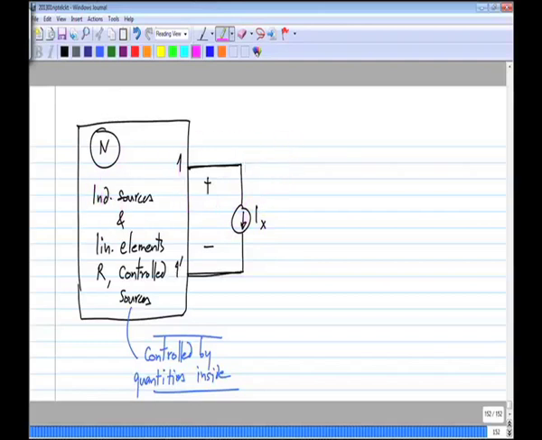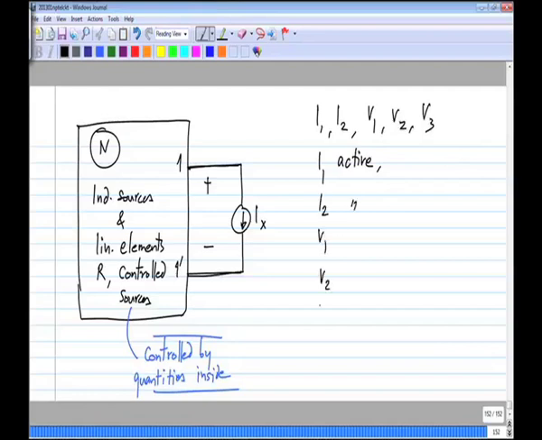So when I say superposition, you don't necessarily have to take it one by one. If I have, let's say, inside the circuit 5 independent sources, 2 current sources and 3 voltage sources, I can do superposition with I1 alone active and all others 0, then I2, and V1, V2, V3, and then add up the results.